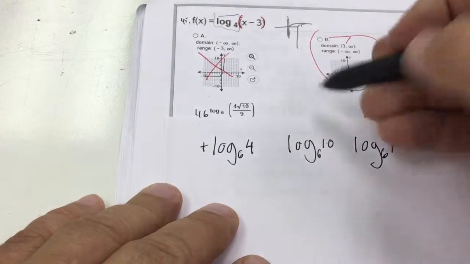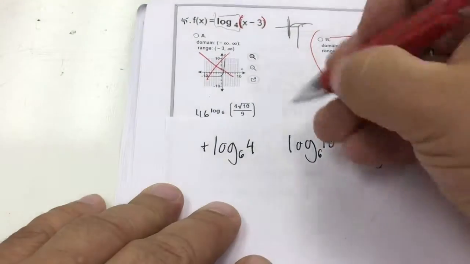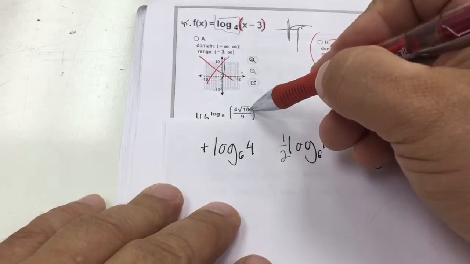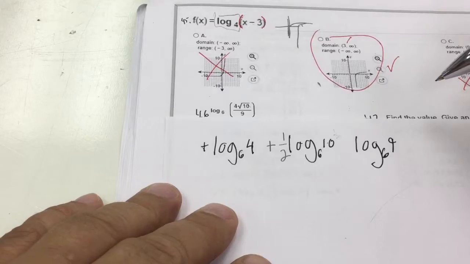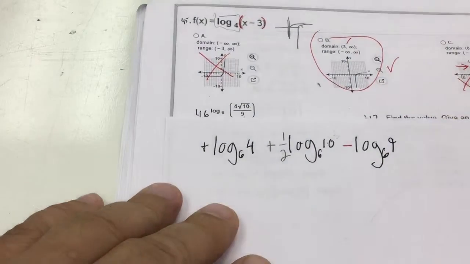The 10 is square rooted. So I could write this as 10 to the 1/2, but you don't want that up there. That defeats the purpose of the log. That 1/2 actually goes out in front. Notice that root 10 is on top, so that's going to be a positive: 1/2 log base 6 of 10. The 9 is on the bottom, so this is kind of important. If it's on the bottom, it gets a negative. So that's my answer. I'm going to look for that.